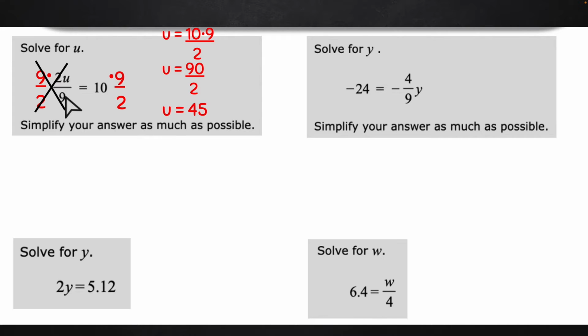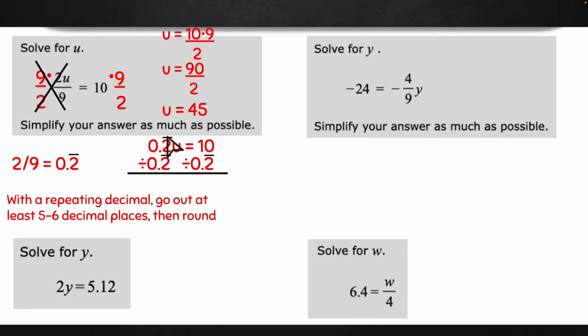So this one I would not turn into a decimal. I would do it this way. Just make sure I'm not rounding anything. All right, so we're going to go down, let's see, 2/9. So I do show you the repeating decimal part just like this. So you can see it because it turns into 0.2 repeating, and then I divide by 0.2 on both sides, and I get 45, but I had to round it. So without a repeating decimal, go out at least 5 or 6 decimal places and then round it.